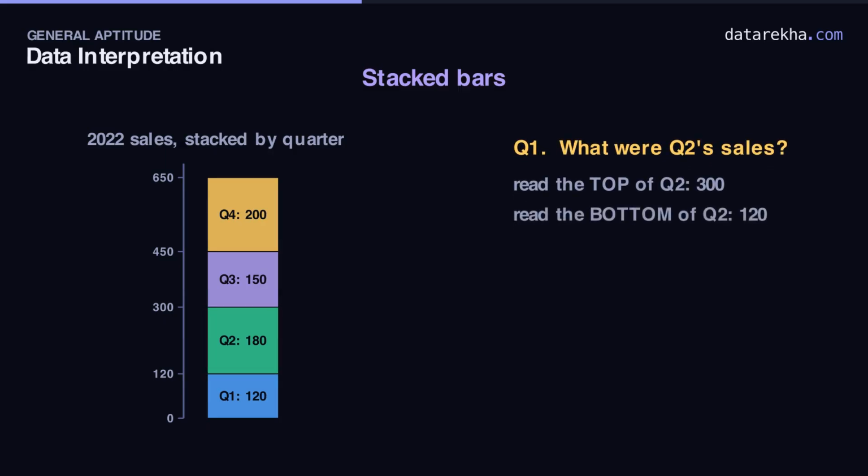What were the second quarter's sales? The top of the green segment sits at 300. But that's the running total up to and including it. The green piece starts at 120, where the blue ended. So the quarter's own value is its top minus its bottom. 300 minus 120, 180. The height of the segment, not the height it reaches. Always read a stacked segment by its thickness.